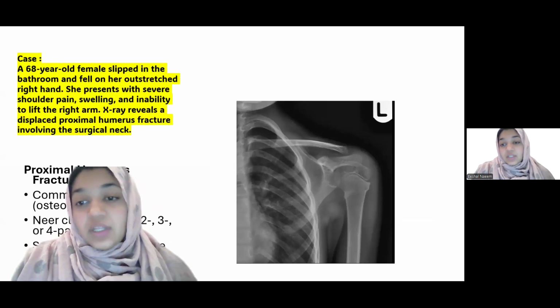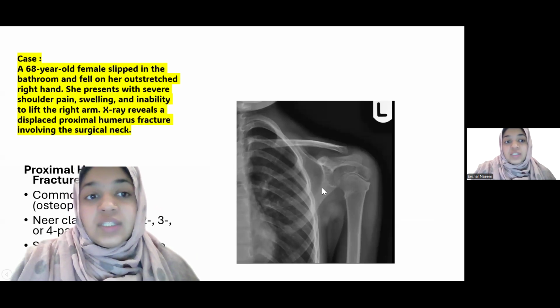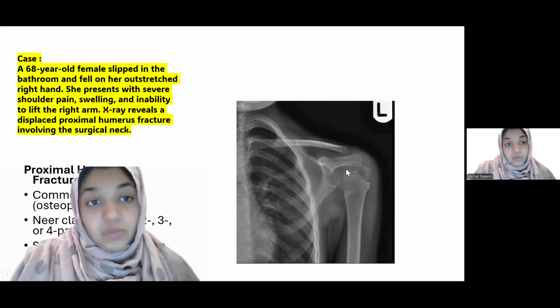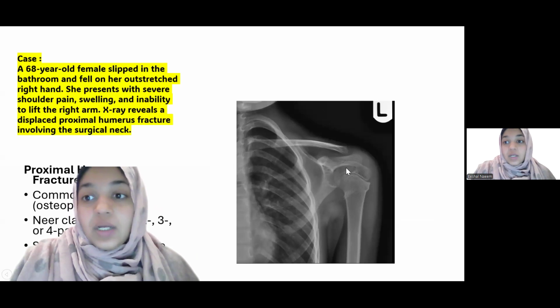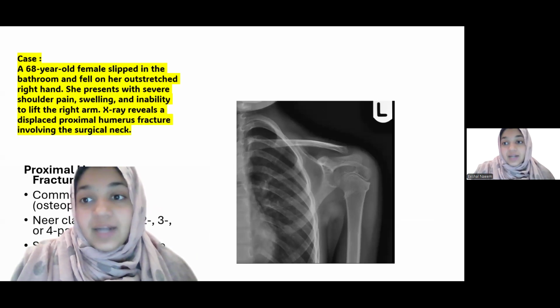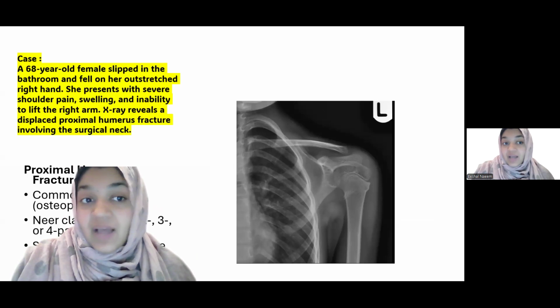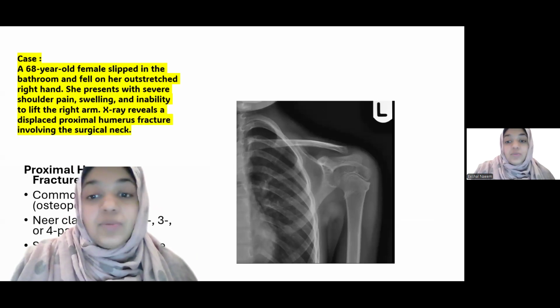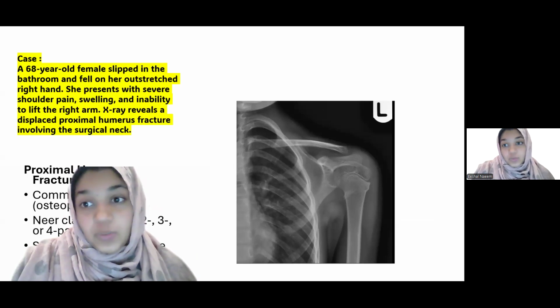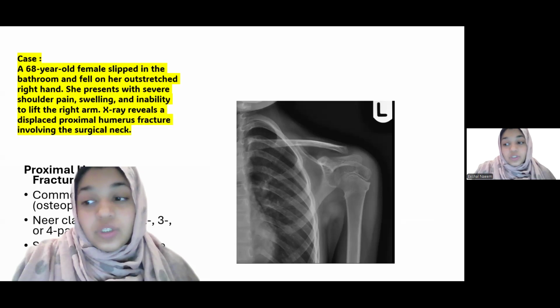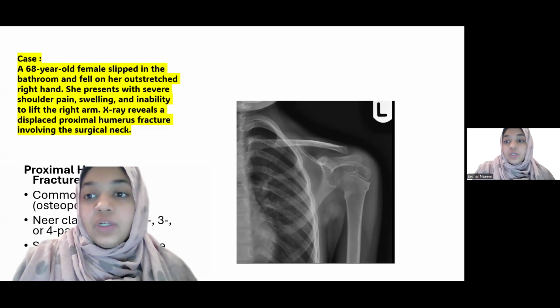And as you can see in the image, I hope you can see that there's a fracture here, right? So a 68-year-old female slipped in the bathroom and fell on her outstretched right hand. Now, when you fall on the outstretched hand, you have a lot of areas that will be taking the impact. Sometimes you'll have the radius being fractured. Most of the time you'll have the clavicle shaft being fractured. Sometimes you'll have the proximal humerus being fractured, right?